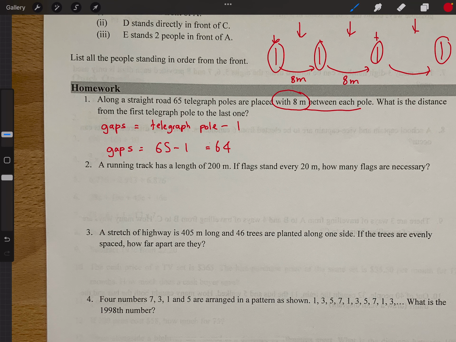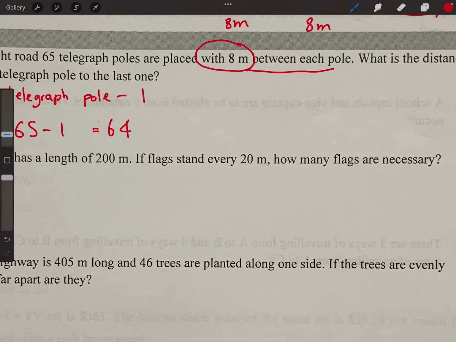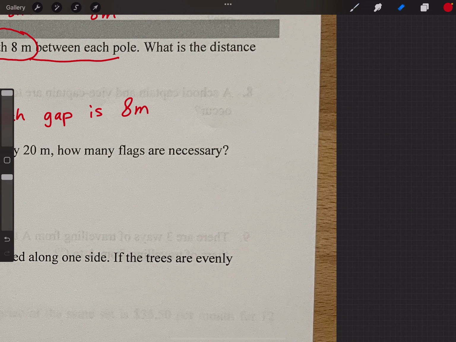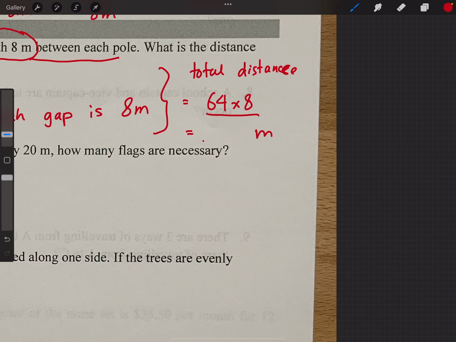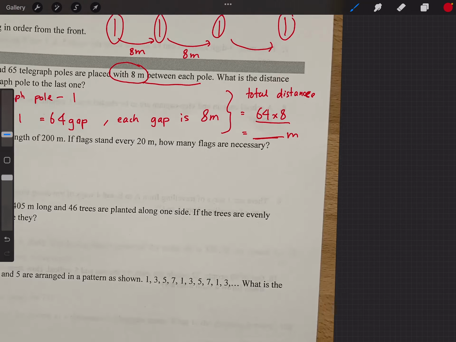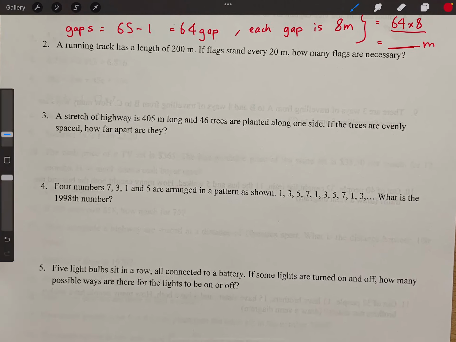Alright. Now, if there are 64 gaps, and each gap is 8 meters, the total distance is equal to 64 times 8, and that will be in meters. That's your total. So work out what 64 times 8 is, and that will give you the total distance in meters.